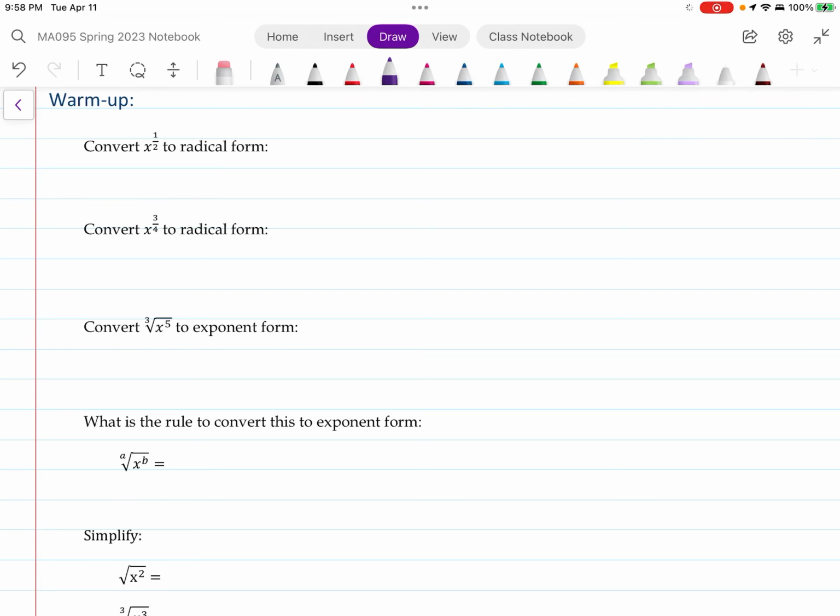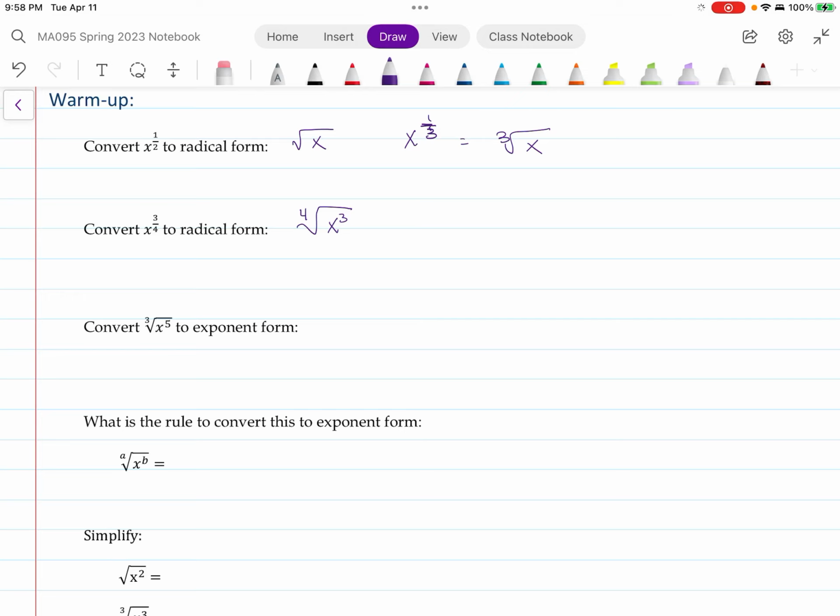All right, so x to the 1/2 means the square root of x. That's what it means. So x to the 1/3 would mean the cube root of x. All right, so x to the 3/4 means the 4th root of x cubed. So the pattern follows the same every single time.